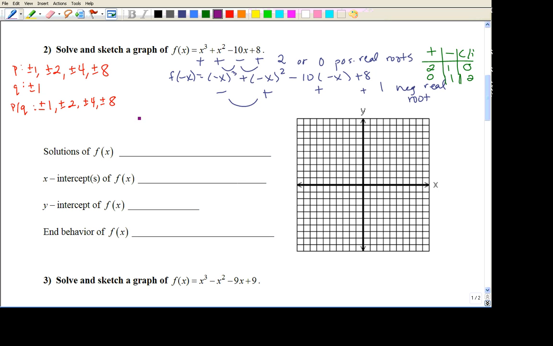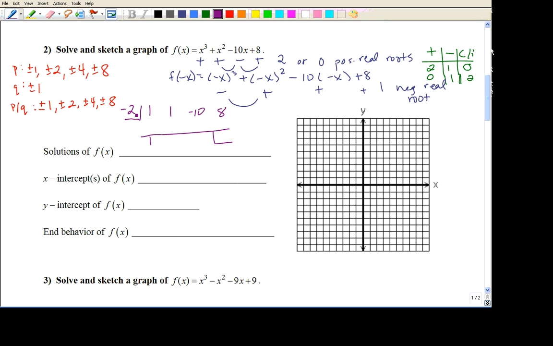So I'll start out by looking at negative 1. And then my coefficients for this polynomial are 1, 1, negative 10, and 8. So I'll bring down the first term, multiply it times negative 1, and then add, times negative 1, add, times negative 1, add. Okay, so my last number is not 0, so that tells me negative 1 is not a root. So let's try a different number. How about we try negative 2?